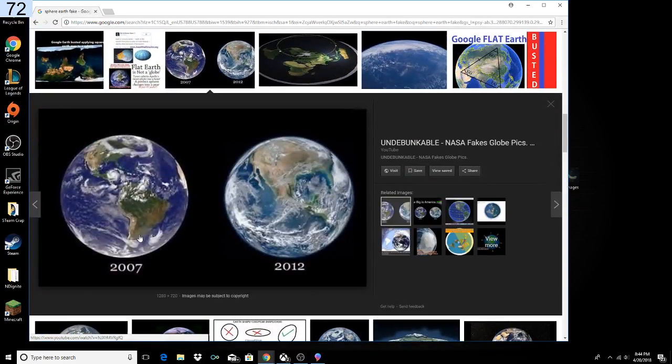Okay, see this picture. NASA released these pictures. This one in 2007, this one in 2012. Do you see the differences in the size of the continents? That just doesn't make sense. I mean, how can you change it midway? Like, the continents don't grow. Okay, so this just automatically proves it's fake.